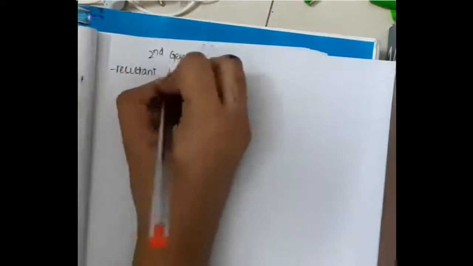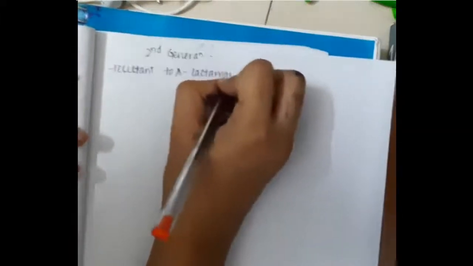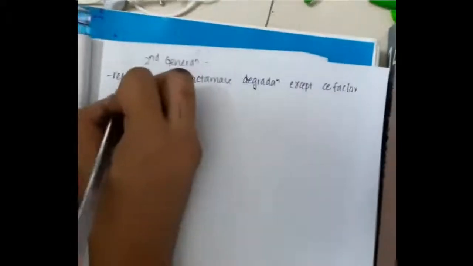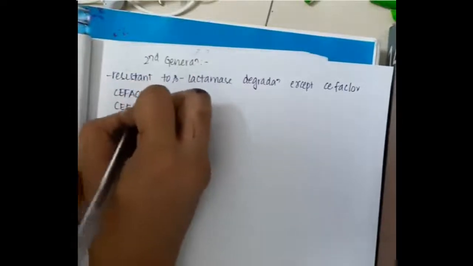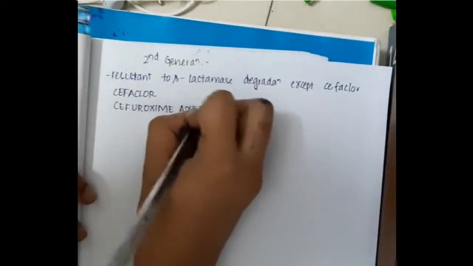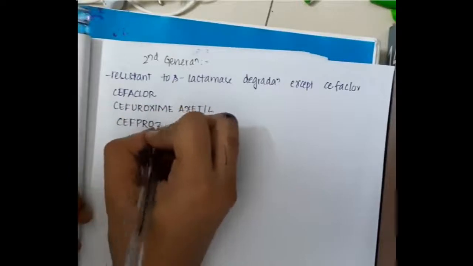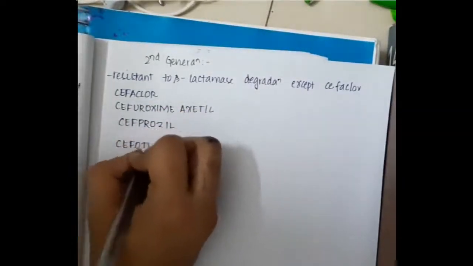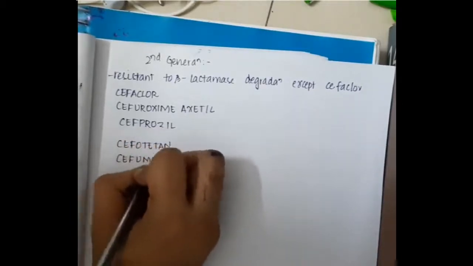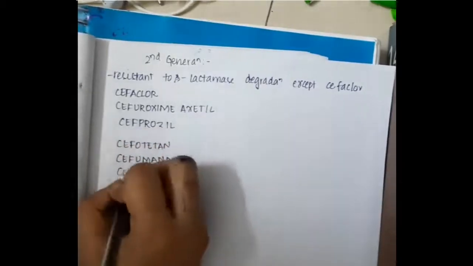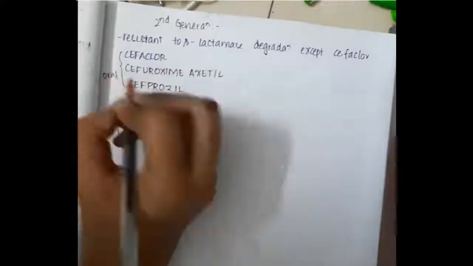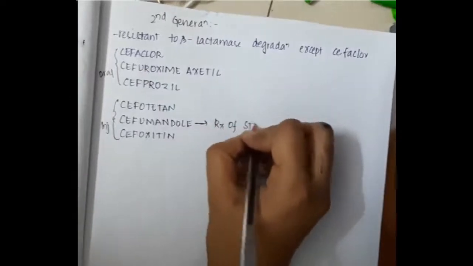Then we have second generation agents. These are resistant to beta lactamase degradation except for cefaclor. The drugs are cefaclor, cefuroxime axetil, cefprozil. Then we also have cefotetan, cefamandole and also cefoxitin. Cefotetan, cefamandole and cefoxitin are injectables.